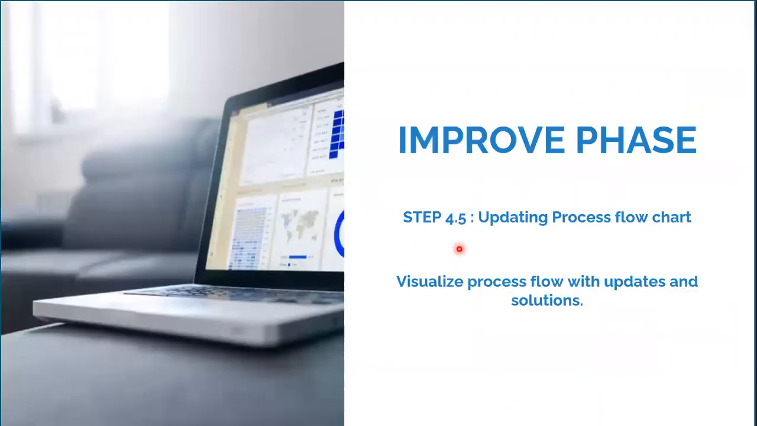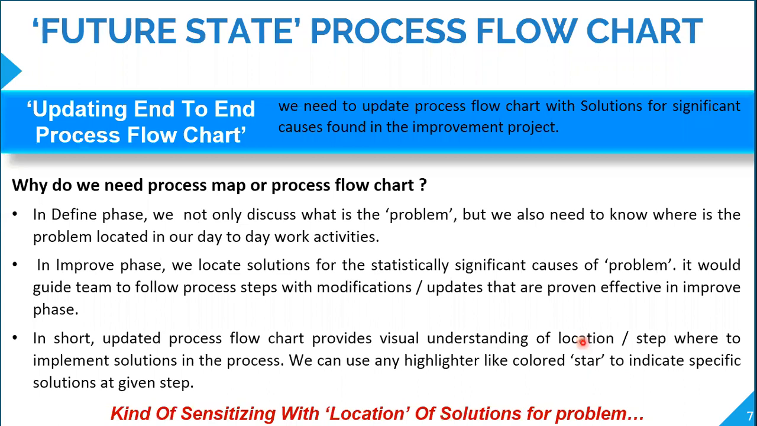Improve phase, step 4.5, updating the process flow chart to visualize the process flow with updates and solutions. Let's go to the next slide. Future state process flow chart. What we had in the define phase was the previous state, or for that matter the current state, and now this would be the future state. We have to update the process flow chart.